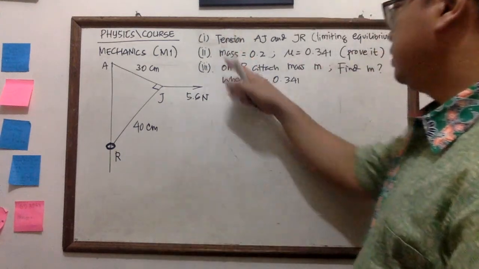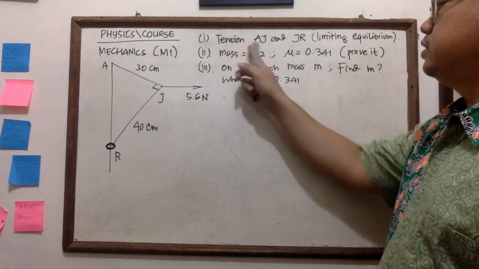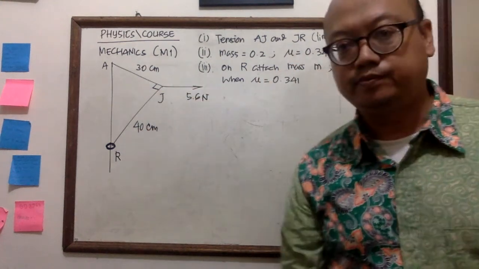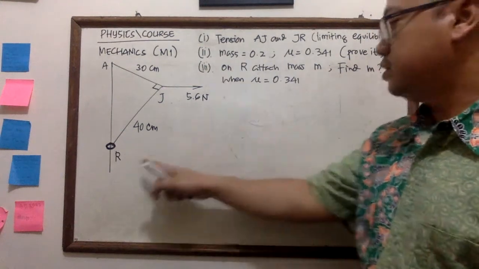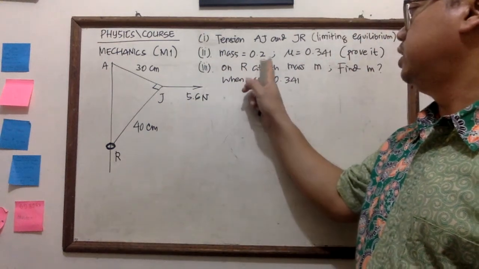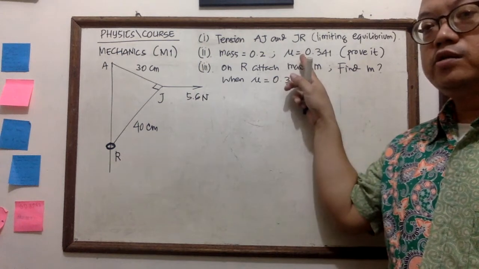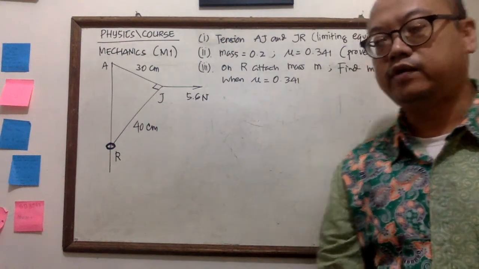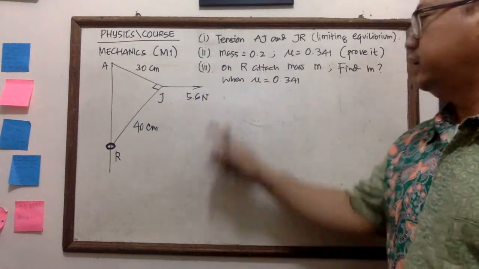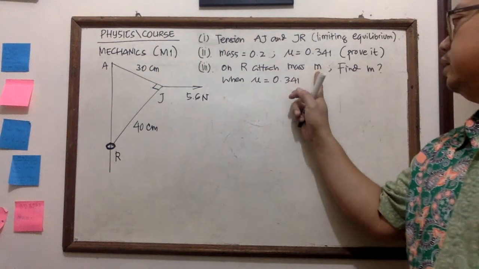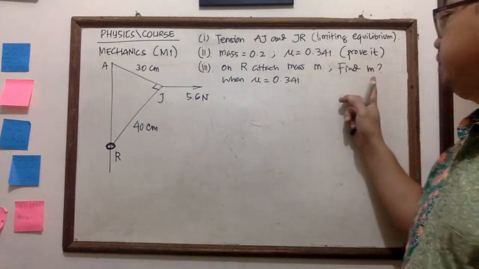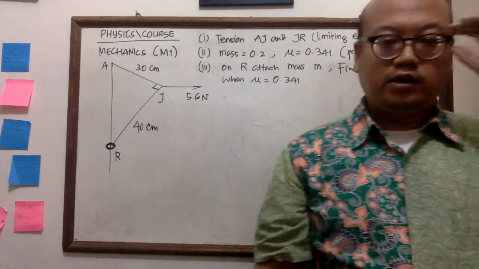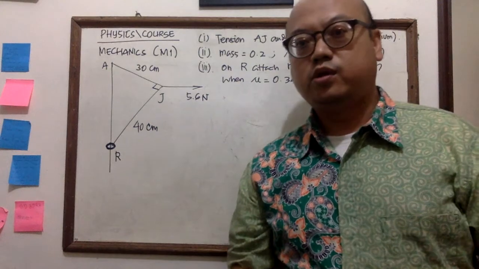So the question is, we need to find the tensions AG and GR if the system is in equilibrium, limiting equilibrium, and the mass of ring R is 0.2 kilograms. We need to prove that the coefficient of friction is 0.341. And question 3 is on R: if a mass M is attached and it is still in equilibrium, find the mass when the coefficient of friction is still the same, 0.341. Okay, let me start on how to solve this question.